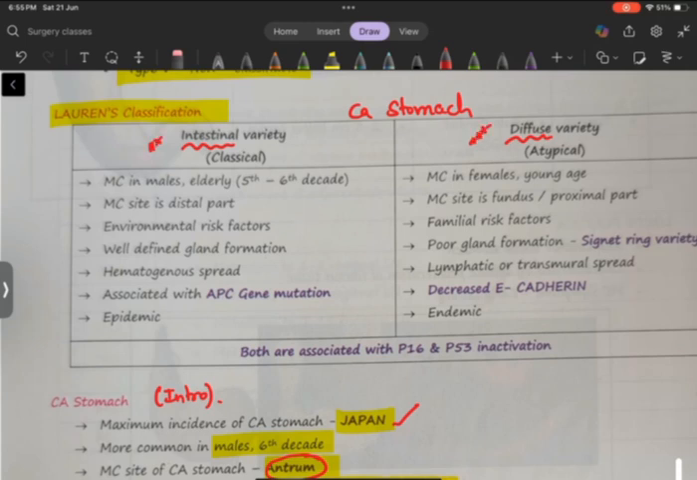What is the difference now? Usually the intestinal variety is most common in males and usually seen in the 5th to 6th decade. The most common site is the distal part of the stomach. Environmental risk factors will be more, and it has well-defined gland formation, proper adenocarcinoma. Usually hematogenous spread occurs.